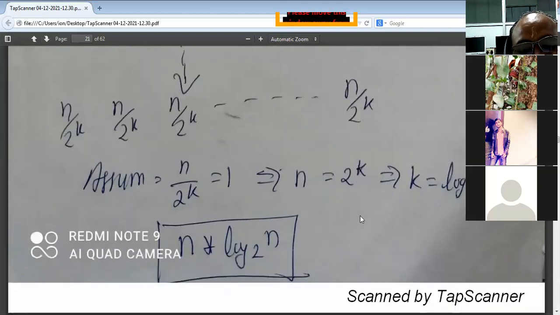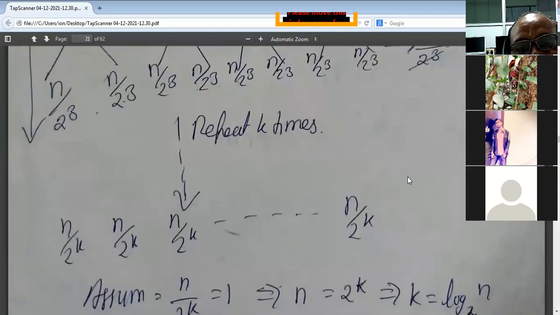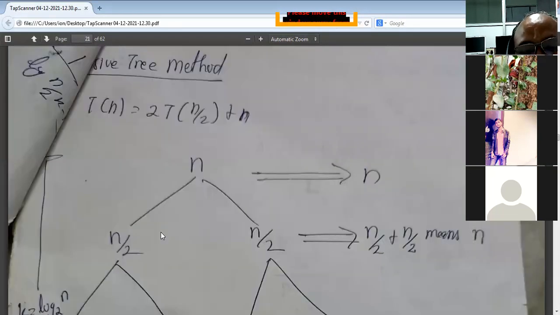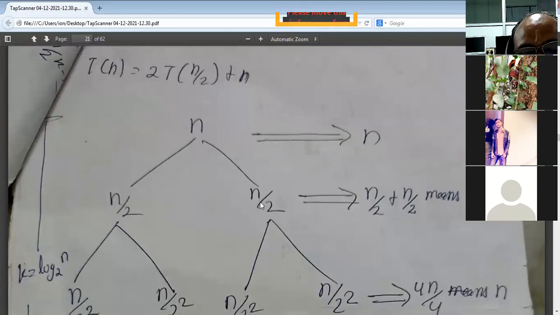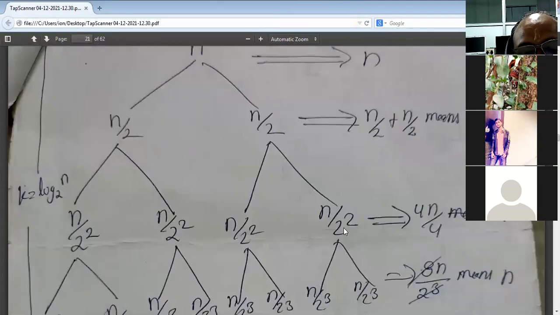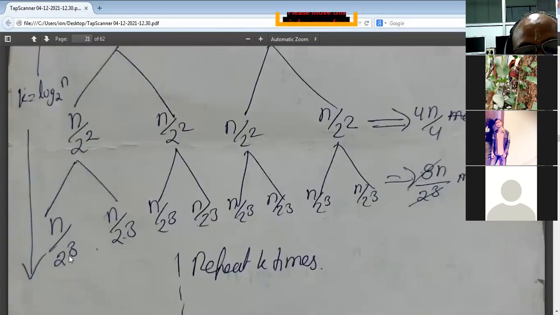Now we got the value log₂n. Now what will happen? You can see over here total burden n. Here n by 2 plus n by 2 is equal to 2n by 2, and 2 cancels 2, then remaining is n. Here also 4n by 2 square, so 4n by 4, 4 cancels 4, n. Now here you can see 2n by 2 cube, that is 8n by 8, 8 cancels 8, remaining is n.